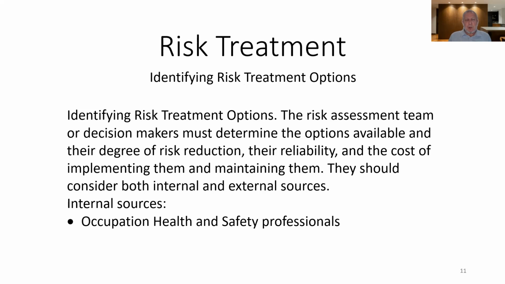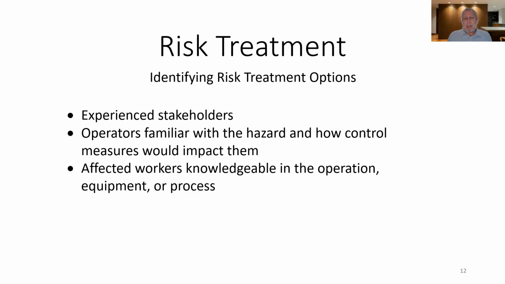Now, identifying risk treatment options. The risk assessment team or decision makers must determine the options available and their degree of risk reduction, the reliability, and the cost of implementing them and maintaining them. They should consider both internal and external sources. Some internal sources would be occupational health and safety professionals. They'd probably be at the top of your list. Experienced stakeholders, in other words, stakeholders that have experience in whatever the operation is that you're doing. Operators familiar with the hazard and how the control measures would impact them.